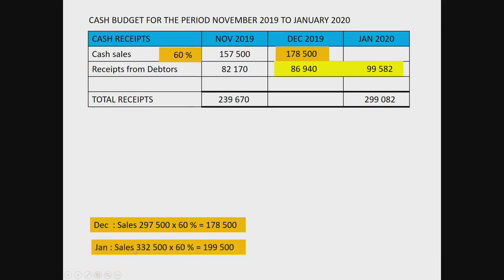In the same way, I need to do January. The January sales was 332,500. I multiply that by 60% because the information said 60% was cash, and then we just place that figure in over there.